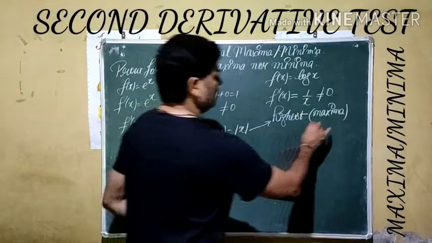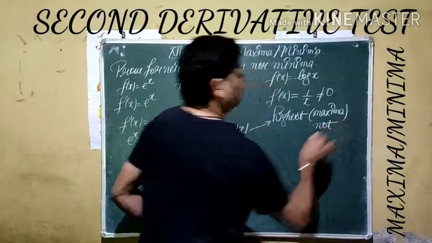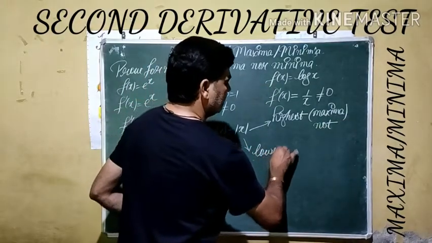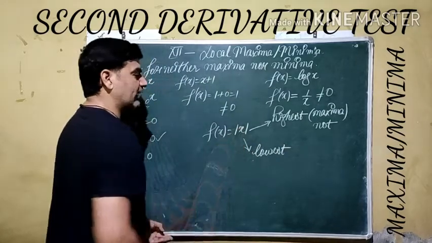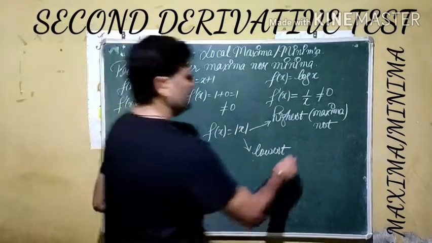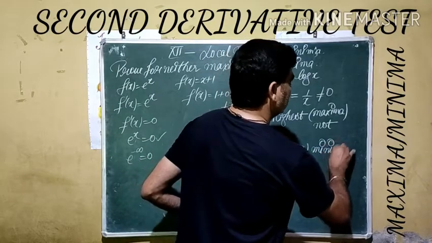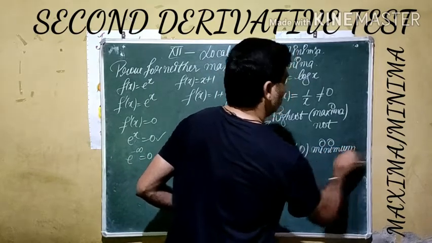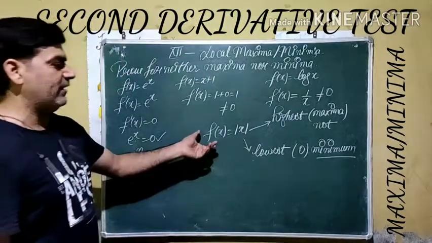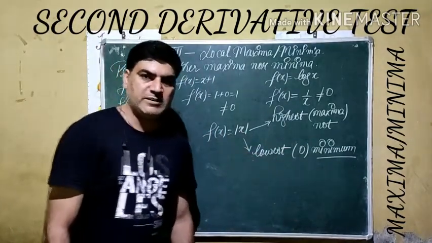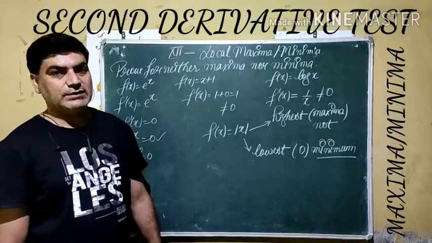It means it does not have a local maxima. What is the lowest value of this function? We know the lowest positive value is given by 0. So this is the minimum value of the modulus function. We can identify this directly, otherwise we can represent it with the help of a graphical representation of modulus of x on a graph paper.